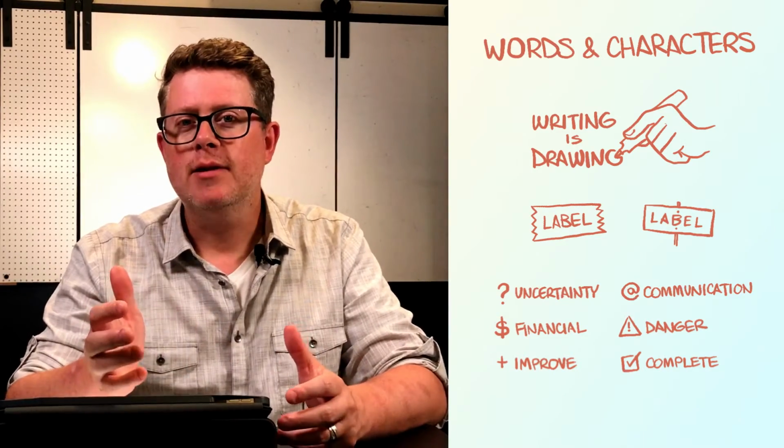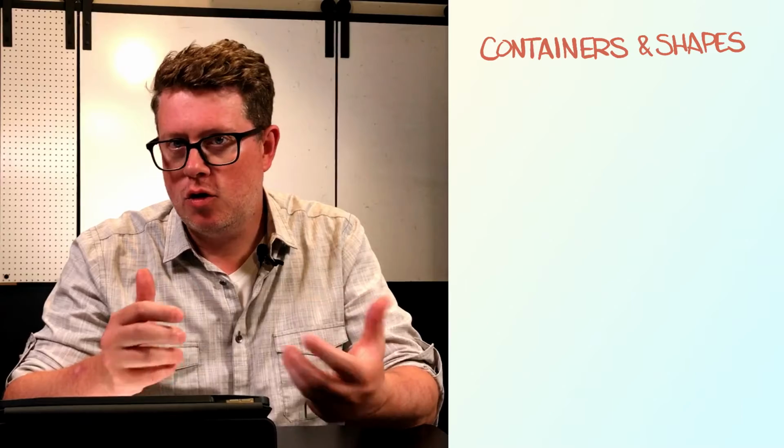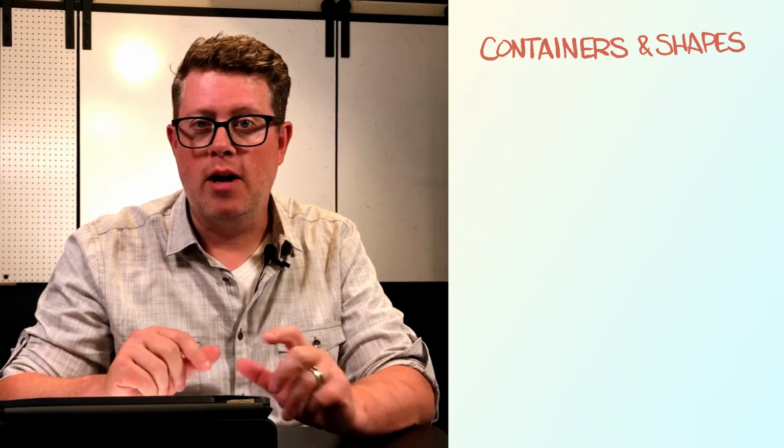We've talked about labels. Now let's talk about containers. This is where I'll be introducing shapes. Squares, circles, triangles, amorphous blobs. It's all fair game. In visual thinking, we draw a shape and we label it to claim a space on the page for an idea.